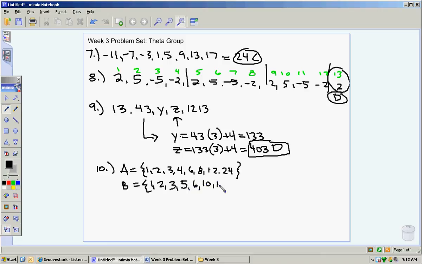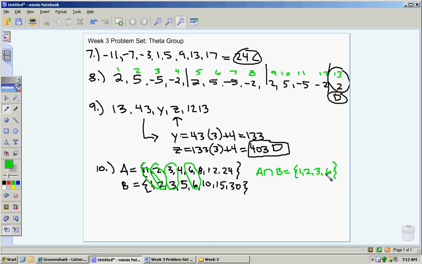And we want to know which ones they have in common. Well, pretty easily, they both have the 1s. They both have 2s. They both have 3s. And they both have 6s. None of the other numbers do they have in common. So it would be written out A intersection B is 1, 2, 3, and 6. Which is answer choice A for number 10.